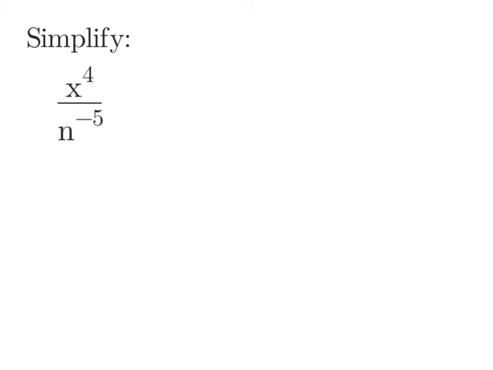Here's one that can be a little confusing, but let's take a look at that. X to the 4th divided by n to the negative 5th. Because their bases are different, we can't combine those two together, so that numerator is going to stay as x to the 4th. But in the denominator, you notice that we have that negative power. And with a negative power, we make a fraction where that n to the 5th will go in the denominator to become positive. But now I just made things worse. Now I've got a fraction inside of a fraction.